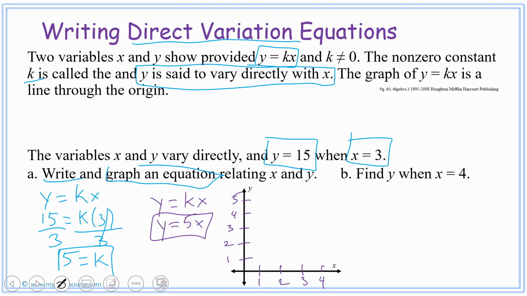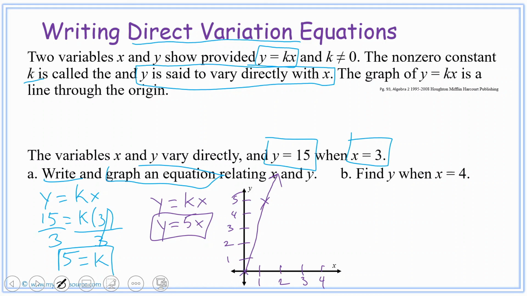All right, so our y-intercept is 0. There's nothing there for the y-intercept, so 0. And we're going up 5 units and over 1. And so it's a steep graph, and that thing just goes up like that. And that would be our graph, right?